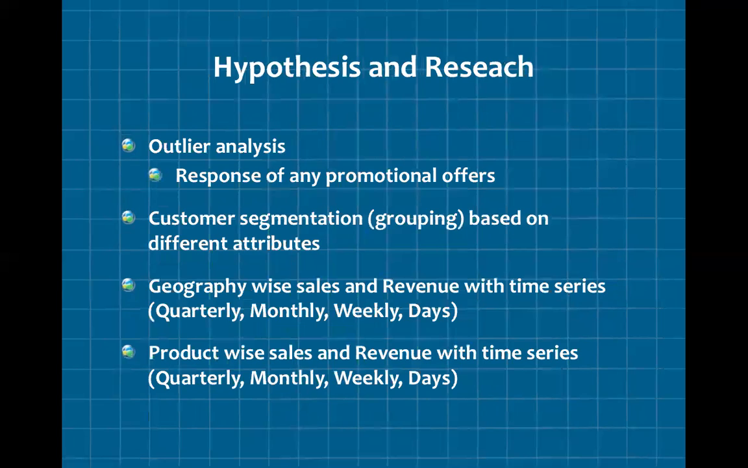How are the customer segmentations over different attributes and the data sets that we just saw? How does the time series look with respect to the revenue, which we are going to calculate as unit price into quantity from this data set, as a measure and derived column, whether quarterly, monthly, weekly, or day wise? How the product performs with respect to the sales and revenue over the time series will be a key aspect of research on this data set.